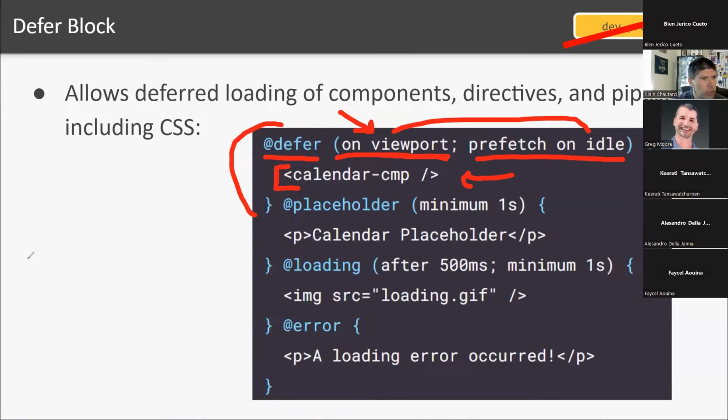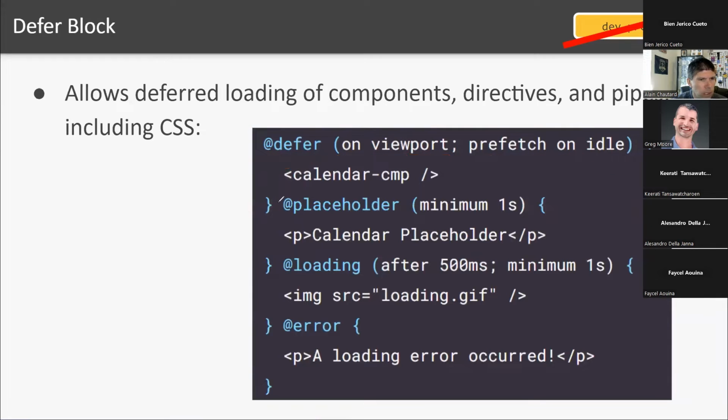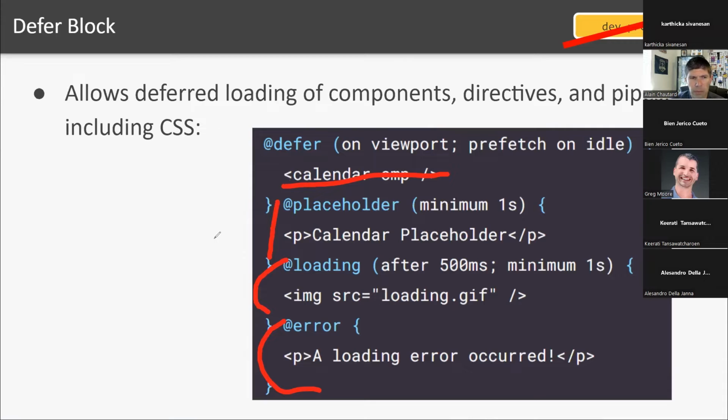And in the meantime, you also have the ability to provide a placeholder that's going to be displayed before the deferred view is loaded. You can also display a loading image or component while the component is being fetched and rendered, and have an error block to display if there's any error while loading this lazy loaded piece. So yeah, it really gives you a lot more options than anything we had before with lazy loading. And that is also out of developer preview and fully available in Angular 18.